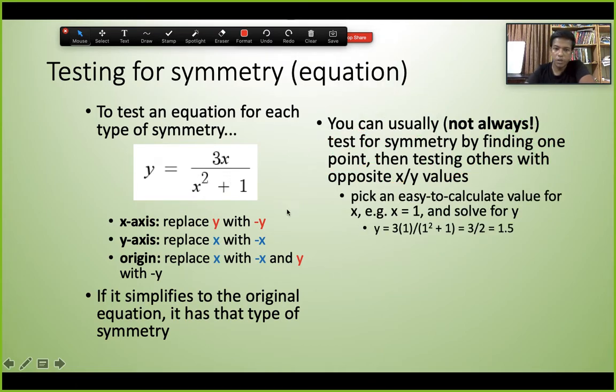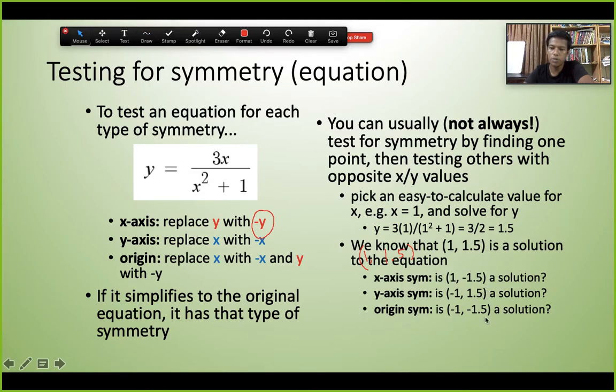For this equation we can test it. Suppose x equals to 1 we put here. If we put x equals to 1, then y equals to 1.5. So then for x-axis symmetry, we will have to replace y by minus y. That means y value give a minus here. Then in the next step give a x value minus, and the last step give both of them minus and check if it is matching or not.